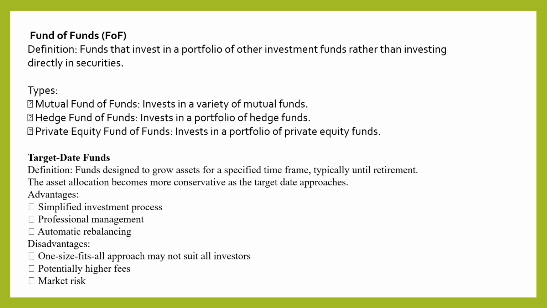Now let's see the target dated fund. Somehow it is showing that we are targeting some particular date. The definition: a fund designed to grow assets for a specific time frame, like within a month, within 6 months, periodically, quarterly, whatever. Typically until retirement, the asset allocation becomes more conservative as the target date approaches. Conservative mode is basically showing the narrowing aspects. The money doesn't get much flow due to the time constraint.